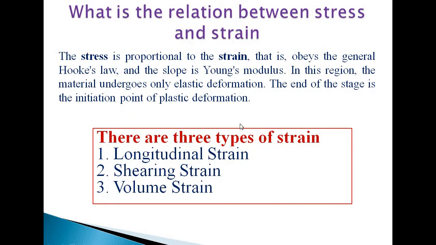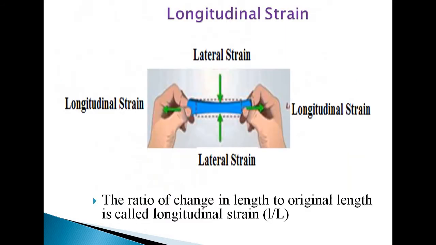What is the relation between stress and strain? Stress is proportional to the strain. It obeys Hooke's law. The slope is Young's modulus. In this region, the material undergoes only elastic deformation. The end of this stage is the initiation point of plastic deformation. We have three types of strain: longitudinal strain, shearing strain and volume strain.